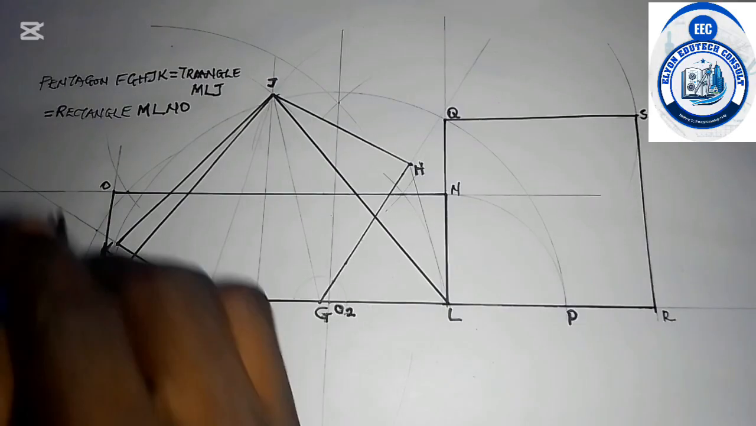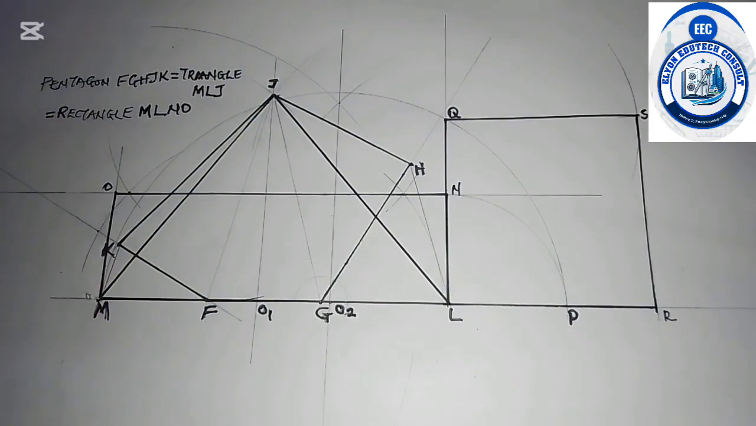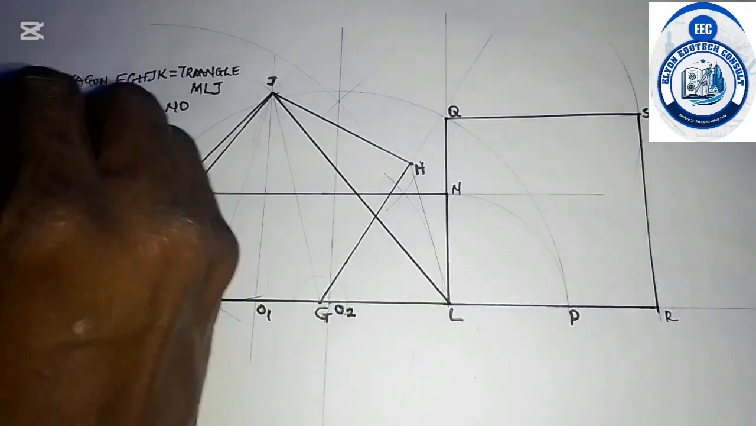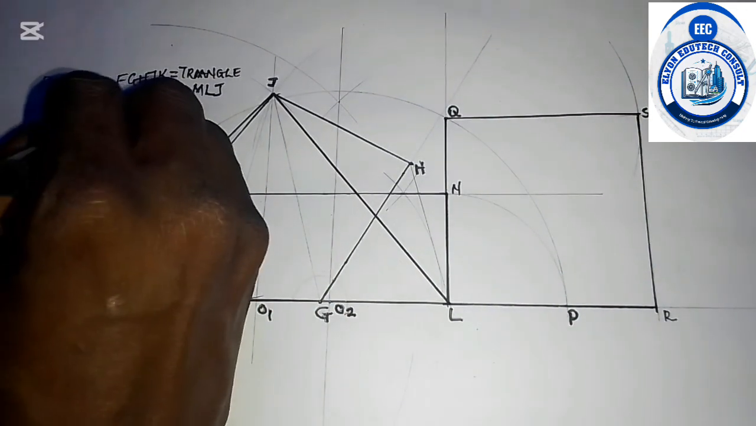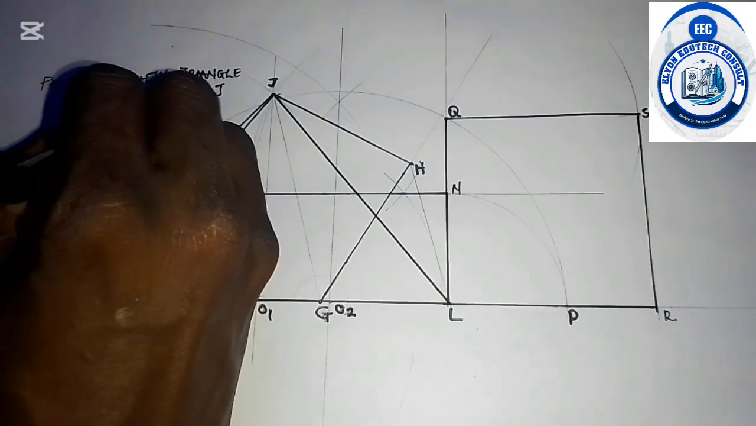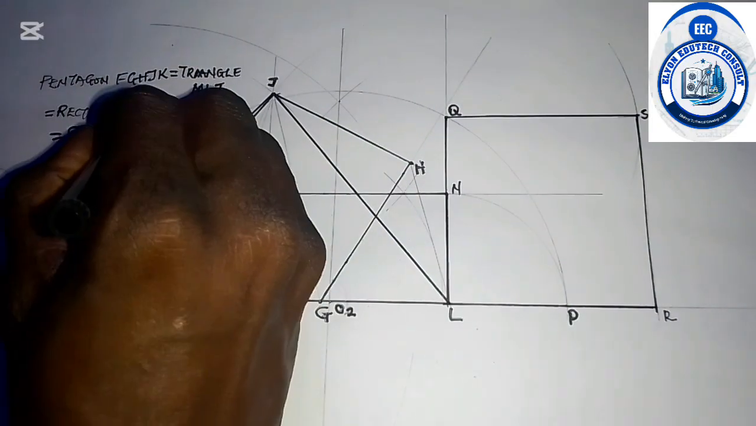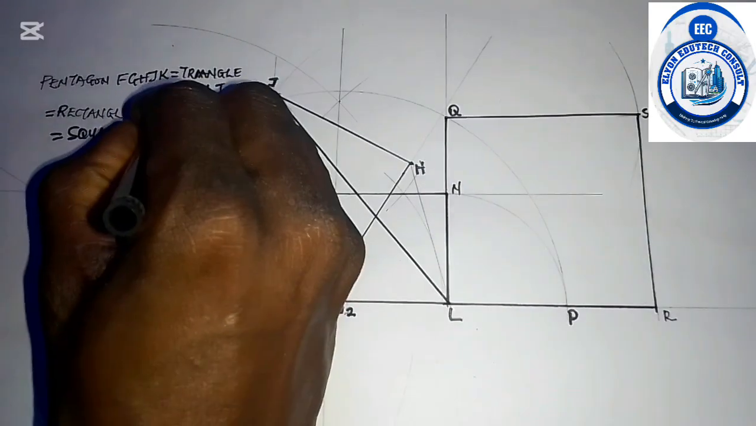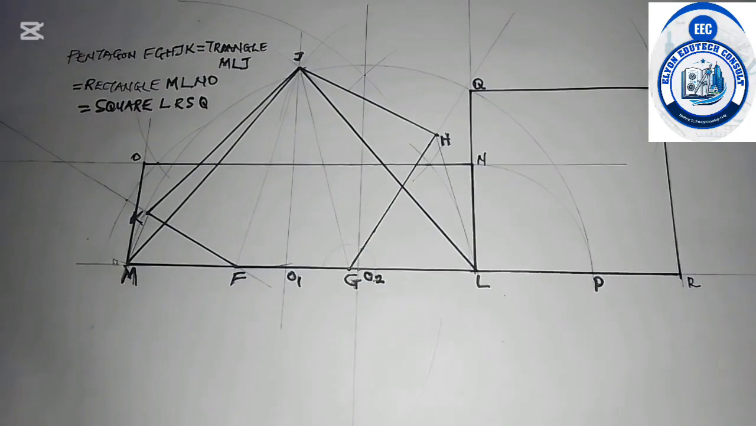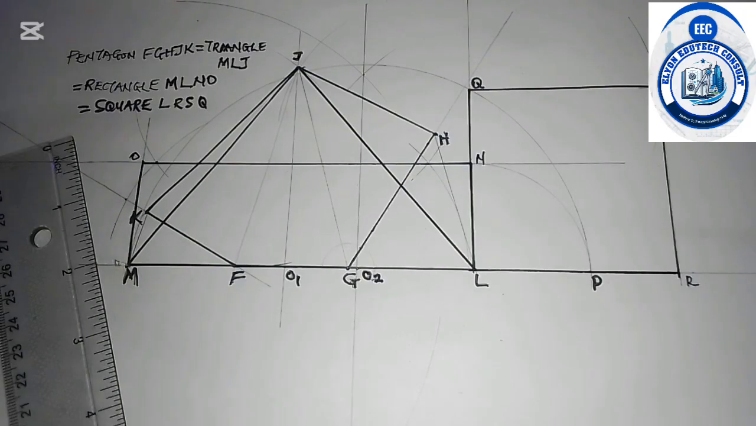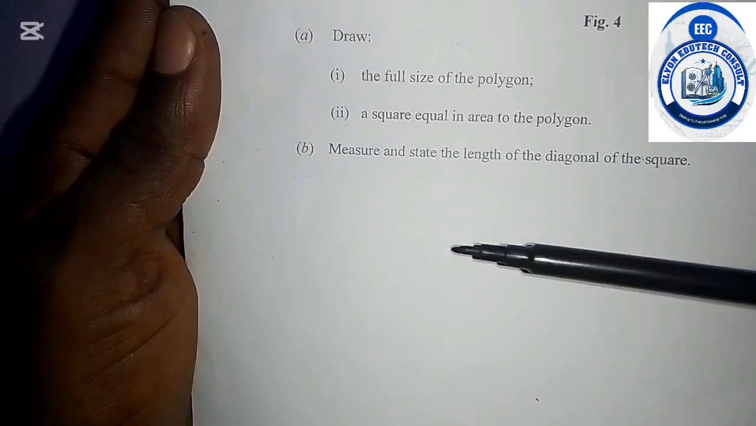So we've gotten the pentagon, triangle, rectangle, which is also going to be equal to the square LRSQ. So this is what we have here now as our square. Don't forget, we are not done with the question. We have the second, B part of the question.